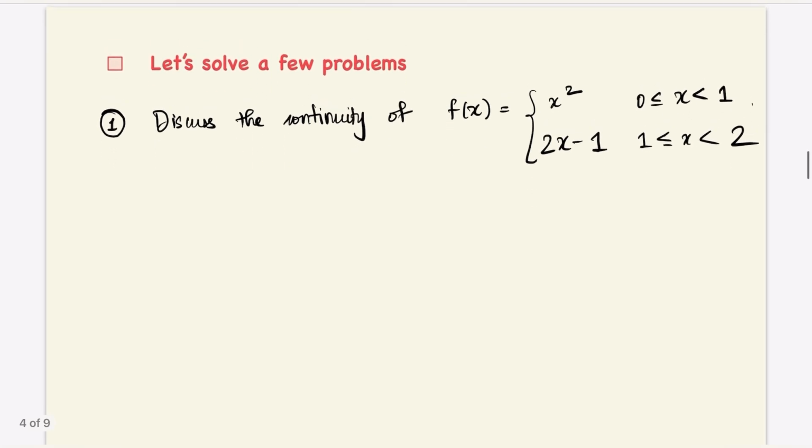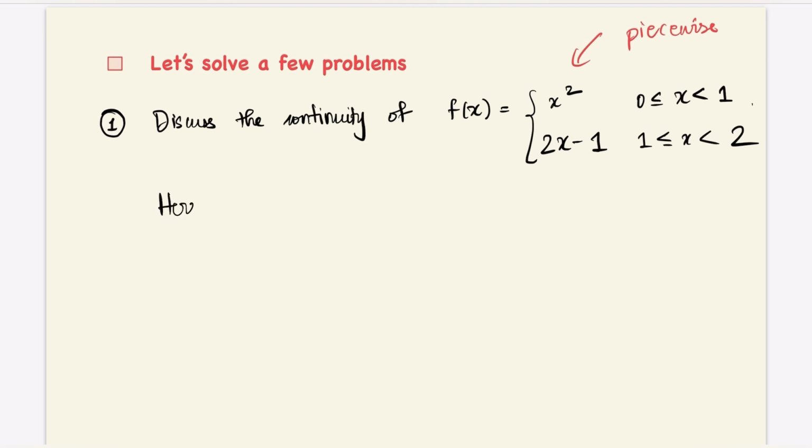So in an exam, if you come across such a question, discuss the continuity of f(x), which is defined in a piecewise manner over here. This is called a piecewise definition because in the first piece, that is 0 to 1, the function is x square, and in the second piece, 1 to 2, the function is 2x minus 1, a parabola and a straight line. So when you are asked the question, discuss the continuity, they are asking whether the function is continuous. It means to check whether the function is continuous in its entire domain.